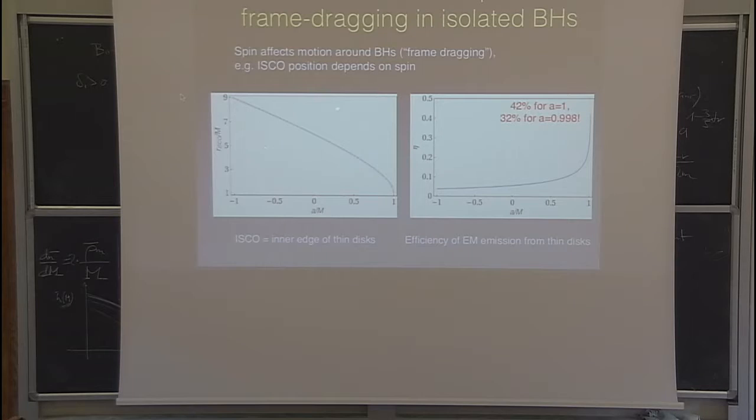So the spin has a dynamical effect, and in particular it also affects the position of the innermost stable circular orbit that I mentioned. The radius of the innermost stable circular orbit gets closer and closer to the event horizon of the black hole as the spin of the black hole increases. This is, again, a textbook calculation. This is the radius of the orbit over m as a function of a over m.